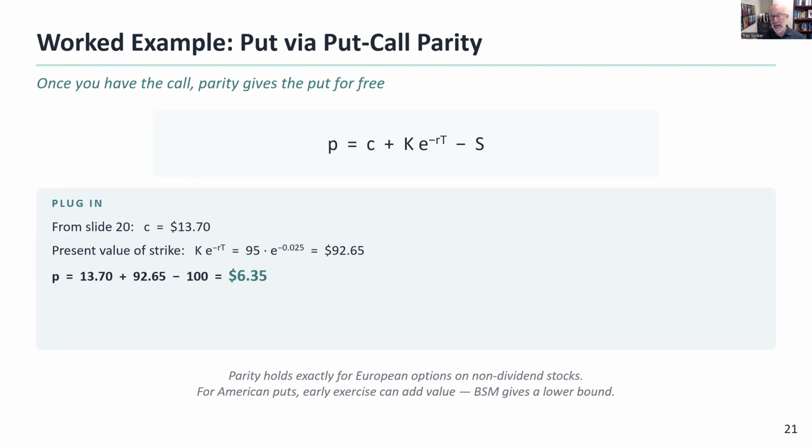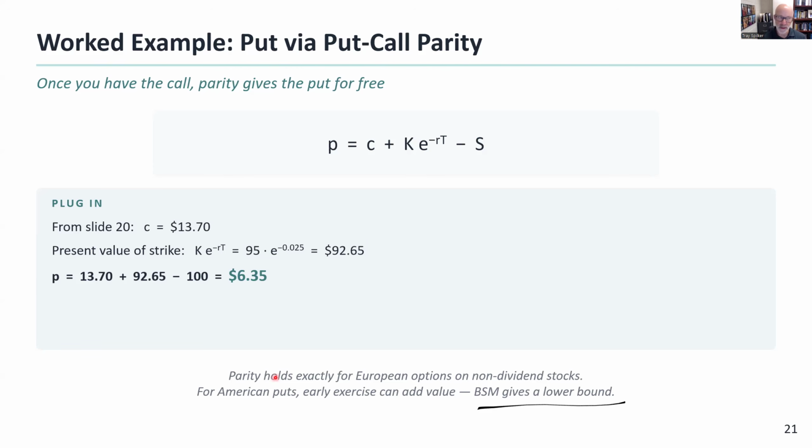Now, the parity holds exactly for European options on non-dividend paying stocks. For American puts, you might have early exercise, which can add value. In that case, the Black-Scholes-Merton model is really just giving you a lower bound on the price, not the upper bound necessarily. Of course, the upper bound is always going to be the share price for call options, and the strike price for put options, which we've talked about before.